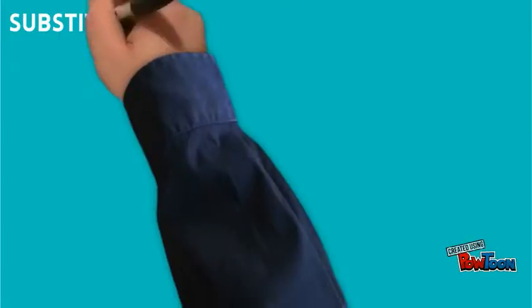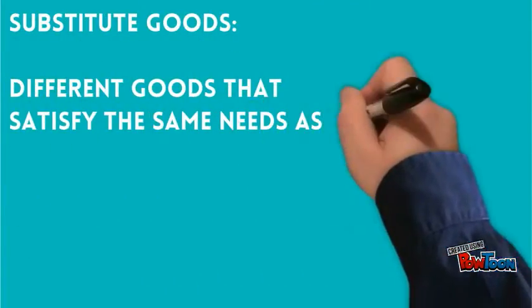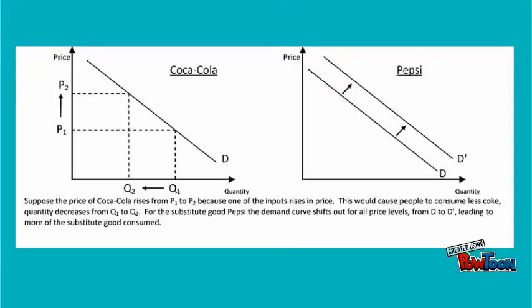Substitute goods are different goods that satisfy the same needs as the other. They are able to replace one another. As you can see in the graph, Pepsi is a substitute good of Coca-Cola. Therefore, the demand curve will shift upwards when the price of Coke rises.